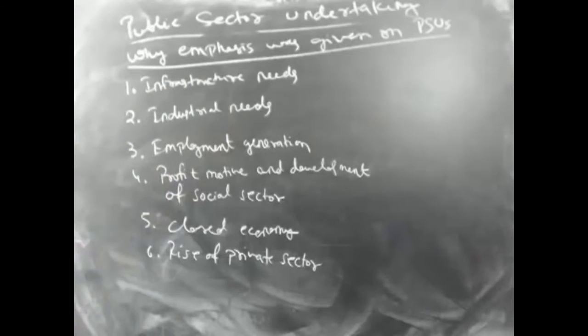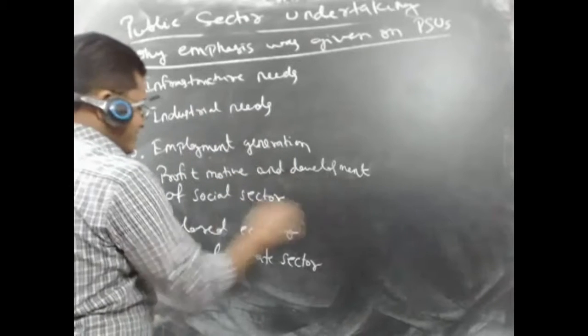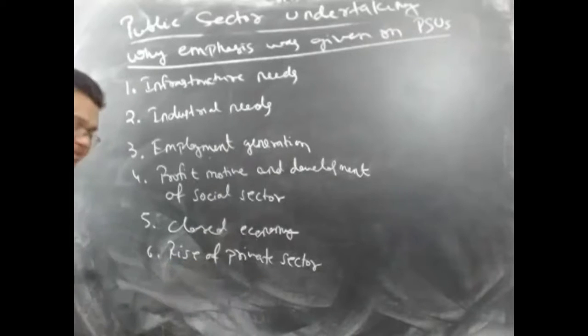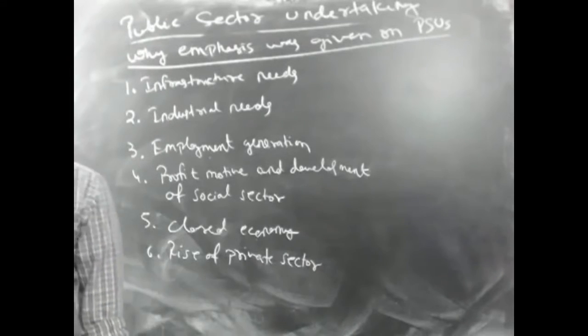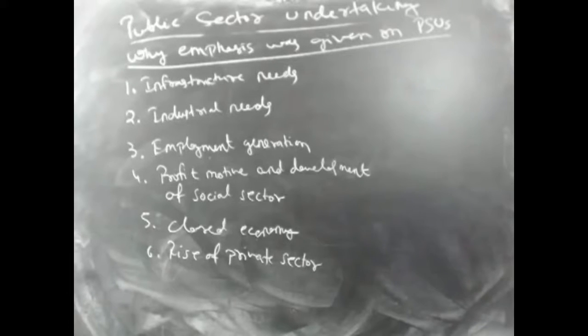Please write down these points: infrastructure need, industrial need, employment generation, profit motive and development of social sector, closed economy, rise of private sector. Let me know once you have written these points. Can I start the discussion?